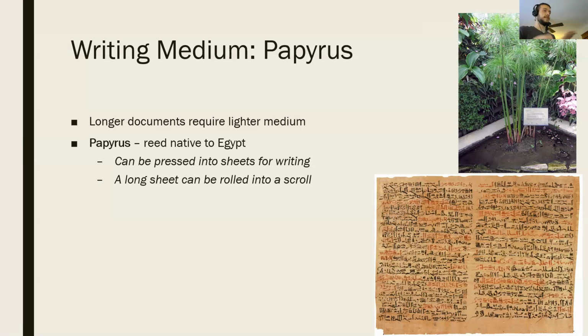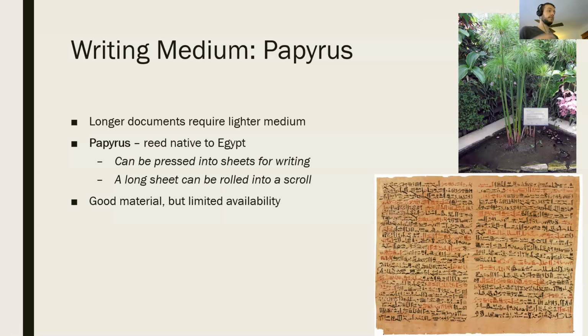Once you press these strips into sheets, you can keep pressing on more and more reeds as you have them. Theoretically, you can make a sheet as long as you want, and you end up getting a very long document. To store this, you can roll it up into a scroll. So papyrus allows you to make a longer document, which was demanded by a more advanced civilization that needs more writing like this. Papyrus is very good in this way.